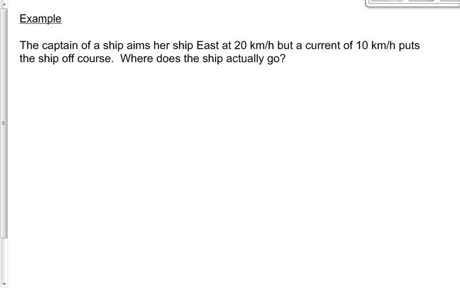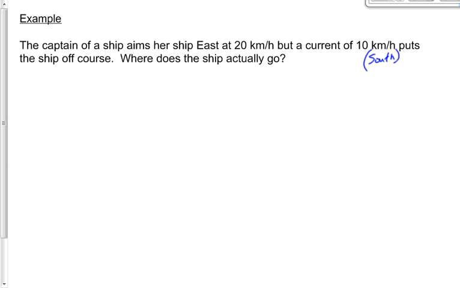Pilot of a plane, the captain of a ship, aims her ship east, but there's a current that puts the ship off course. We should have a direction of that, a current of 10 kilometers per hour to the south. It puts the ship off course. Where does the ship actually go? Well, let's draw it out.